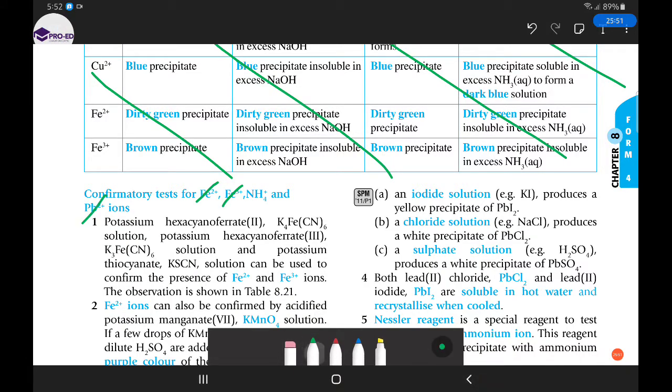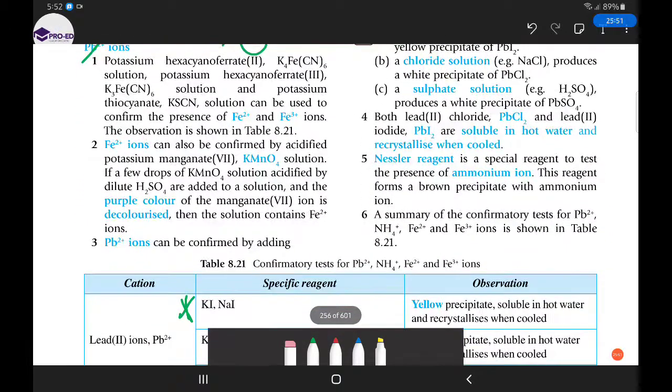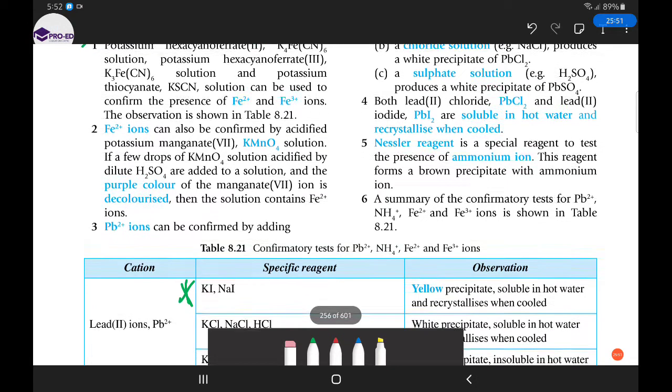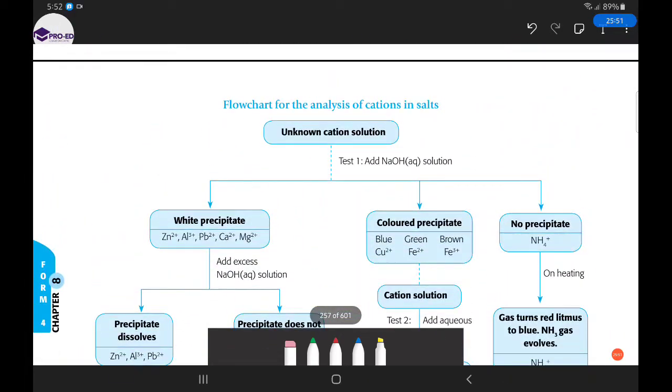What does that leave us with? Ammonium ions. But ammonium ions are super easy. We come down here and look at number 5: Nessler's reagent. It's a special reagent to test the presence of ammonium ions. This reagent forms a brown precipitate with ammonium ions. So ammonium is super easy. Basically, this is what happened.